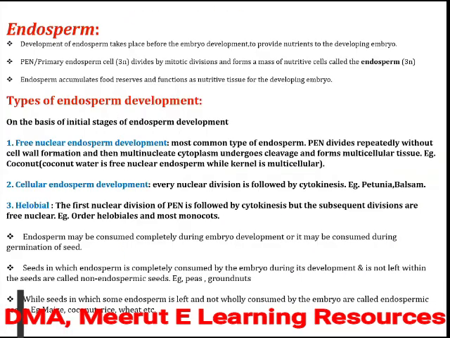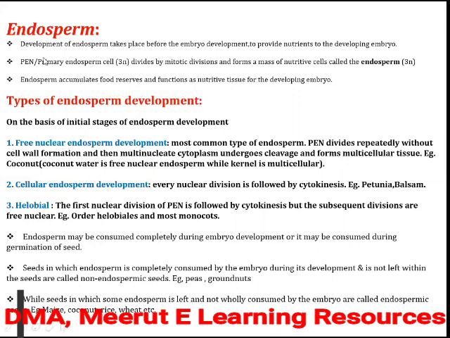You know that endosperm development precedes embryo development. What does it mean? It means that first the endosperm should be formed and then embryo development will start. Why? Because endosperm provides nourishment to the developing embryo. So first the storage food is there, and then the embryo can develop by taking food from the endosperm.